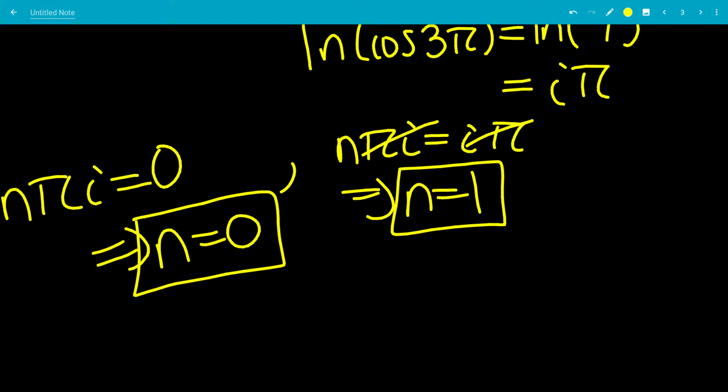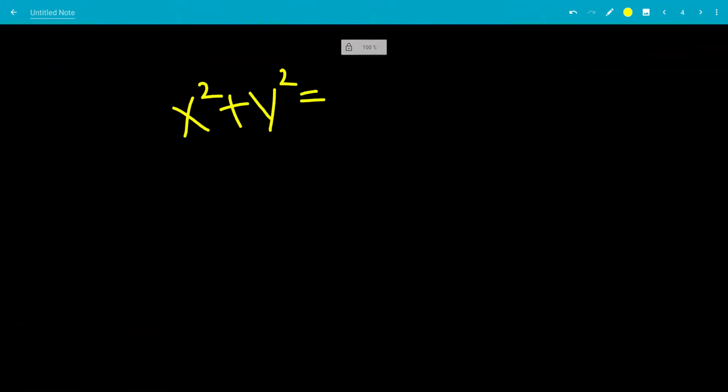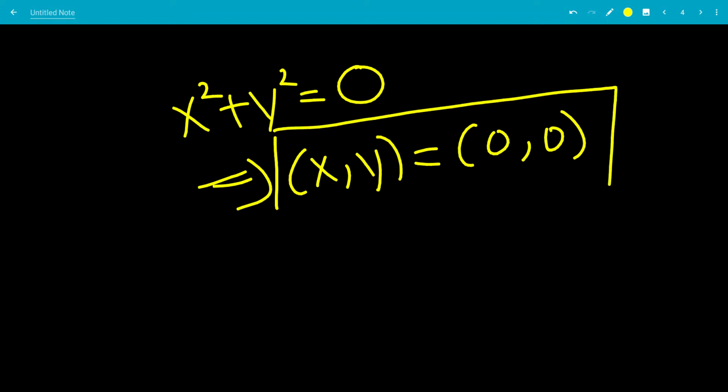Let's use the n equals 0 case first. So we have x squared plus y squared equals n pi, sorry, it's n pi. So when n equals 0, n pi is just 0. So this means, since x squared plus y squared are real numbers, that x comma y has to be both 0 because they're both real. Okay, so this is one of the solutions to x comma y.